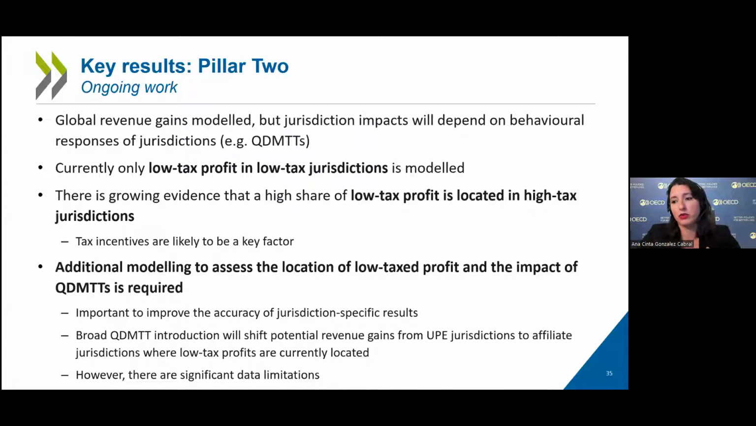So for instance, if certain jurisdictions were to introduce qualified domestic minimum top-up taxes, having a better handle on the low tax profit in high tax jurisdictions would allow us to better capture these sources of revenue. So that's basically why we're doing this kind of work at present. So we think that once we're able to better handle the location of low tax profit in high tax and low tax jurisdictions, we would be better able to model the impact of, for instance, qualified domestic minimum taxes, and then have a better handle on the distribution of revenue gains across different income groups.